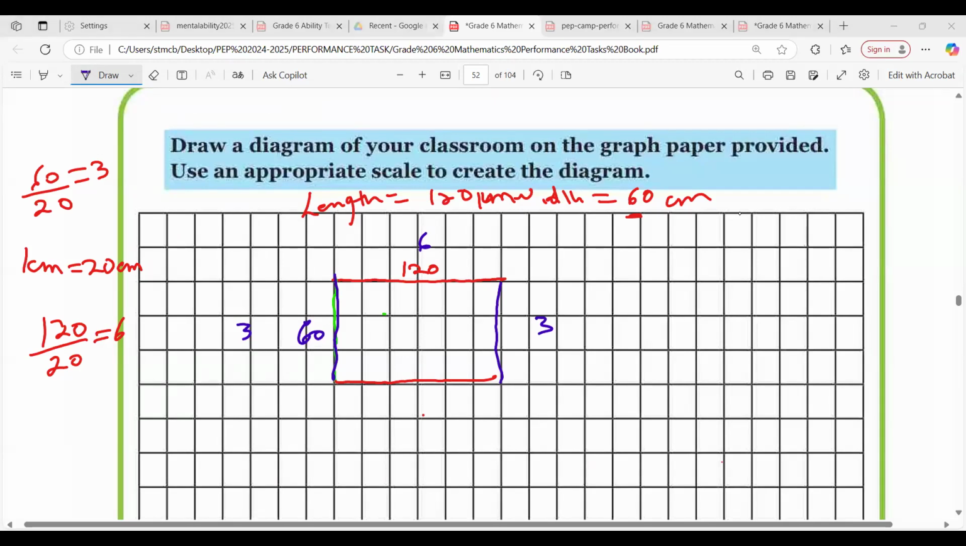So guys, that was expected of you to do. All right. I'm going to take someone and see if someone has a different scale.